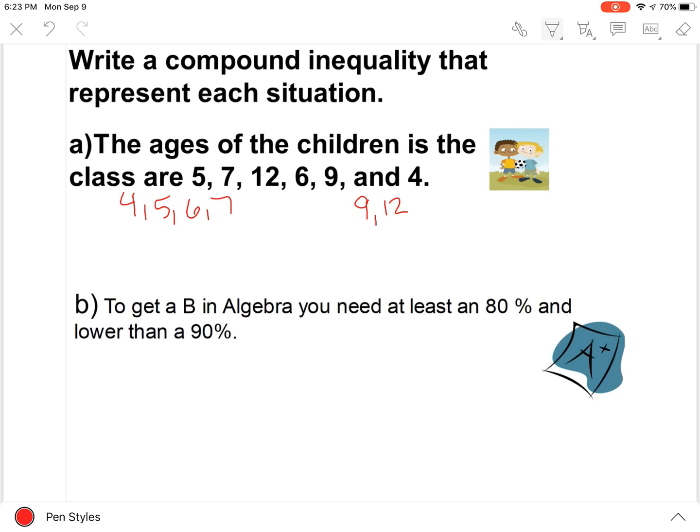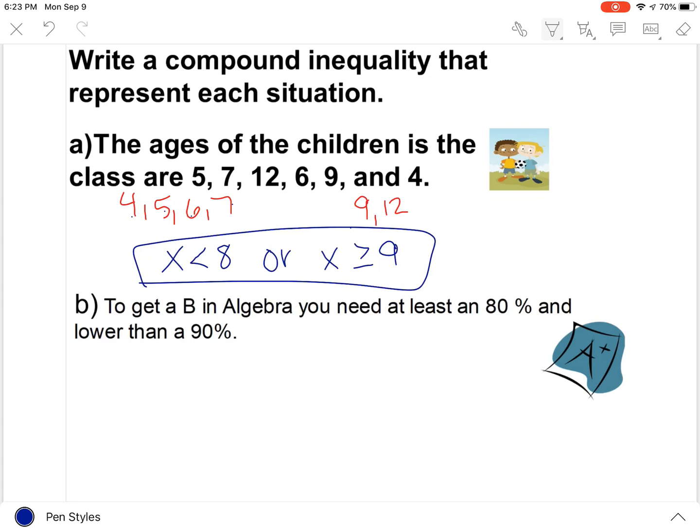Well, we have a conspicuous 8 missing, so there are a lot of different ways to do this, but this is the way I'm going to do it. I'm going to say that the age of the children x can be less than 8, right? So that would be our 7, 6, 5, and 4. Or our ages x could be greater than or equal to 9, so that would be our 9 and our 12. So that inequality represents, or the ages of the children are solutions to that inequality.